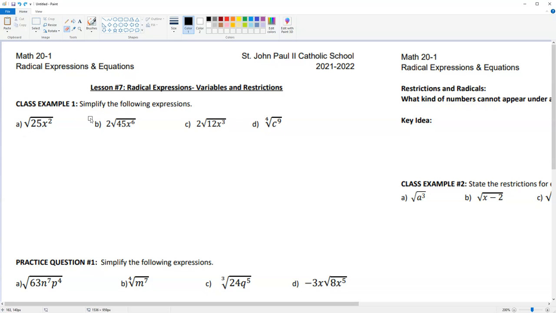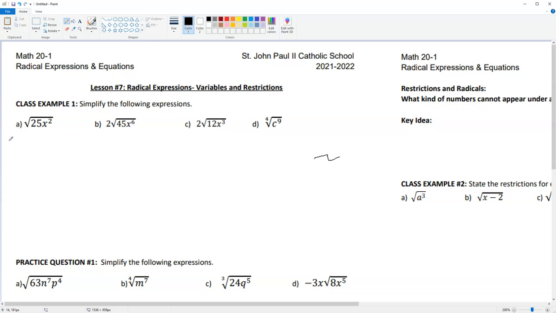Okay, we're looking at this lesson here, radical expressions. I'm gonna make sure that I got a pencil and that we're writable. Yep, we are. Okay, so first one we're gonna look at is this a, the root of 25x squared.